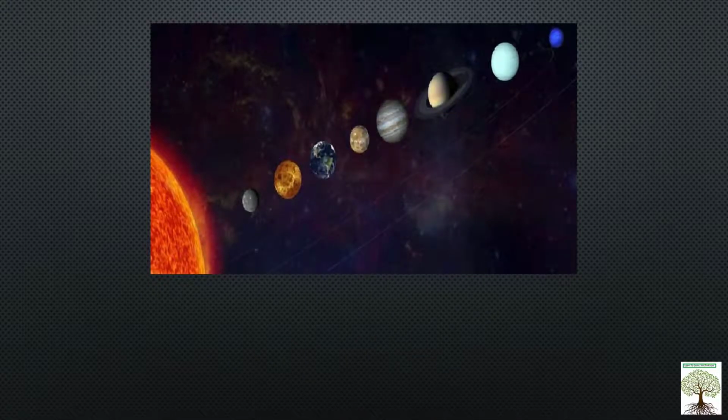So how do we remember this order of the planets from the sun? We have that common acronym, right? That is, my very educated mother just served us noodles, right? Or we can say, my very enthusiastic mother just served us noodles. So that is a very common acronym to remember the order of the planets from the sun.